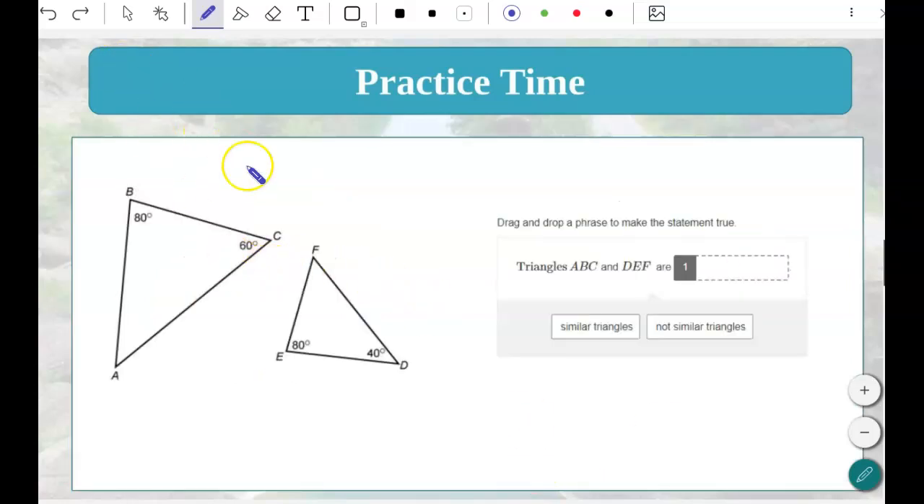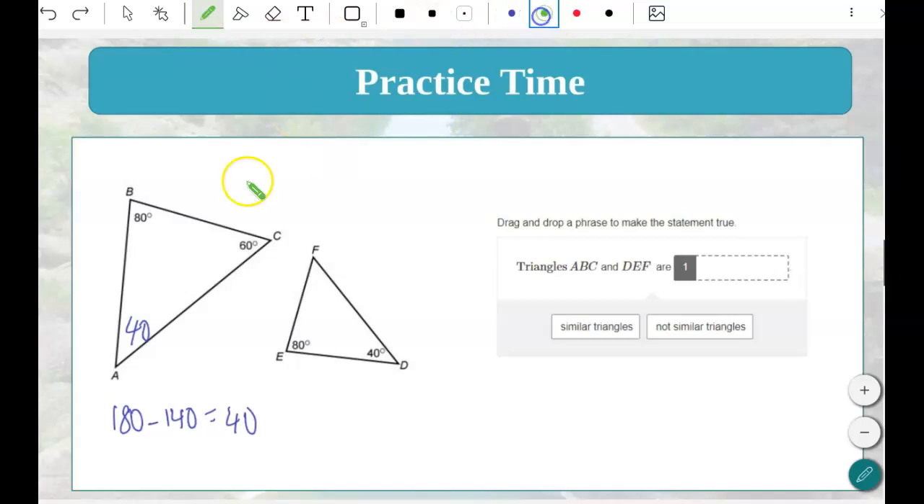You'll have a question like this on the quiz where you'll have to drag and drop. Similar problem to the one we just tried. Are triangles A, B, and C, and D, E, and F similar or not? So let's look at our ABC triangle. These two angles are given. Those add up, 80 plus 60 is 140. So we're going to do 180 minus 140, and that's 40. So this angle is 40.